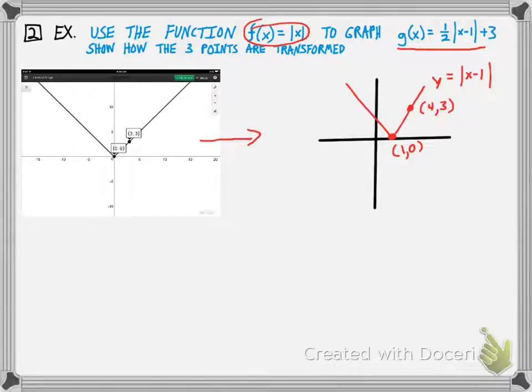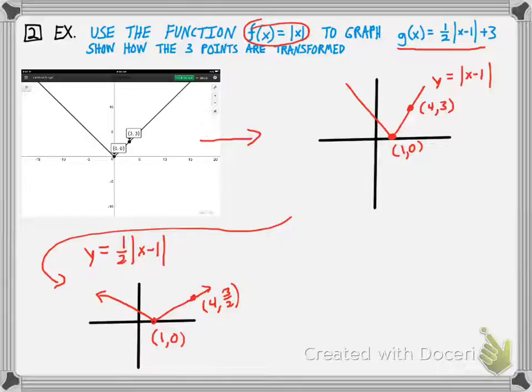All right, step one here is to think about any horizontal transformations first. The x minus 1 inside the absolute value bars means I'm going to take my original graph and shift everything over one unit to the right. So the point (0, 0) becomes (1, 0), and the point (3, 3) becomes (4, 3).